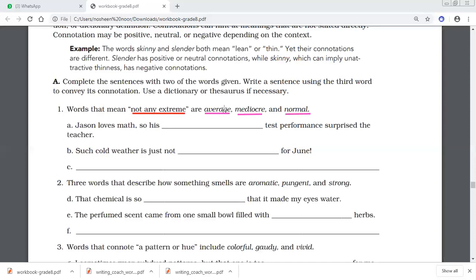It could be a height, it could be the weight, it could be anything. Average is something that is typical, that is most common in terms of number or quantity of either people, things or whatever. Then we have mediocre. Mediocre is something that you cannot say is extraordinary, it is something of poor quality. Or you can say it is something that you expected to be better, but it turned out pretty normal than what you expected.